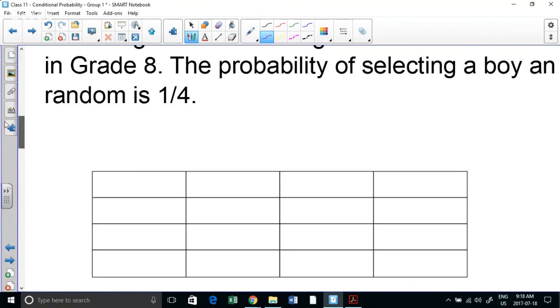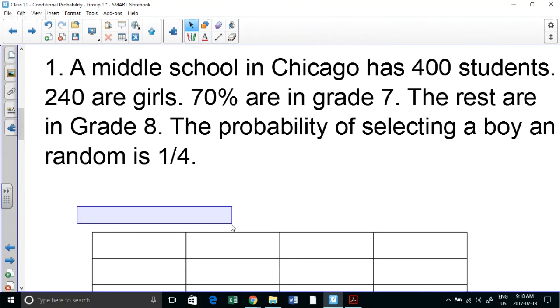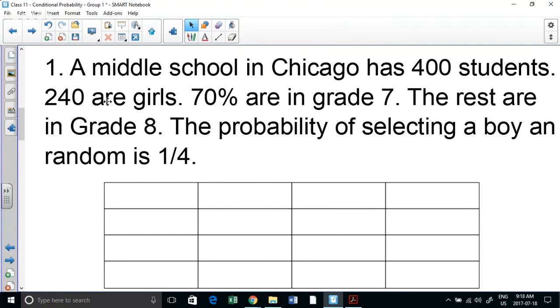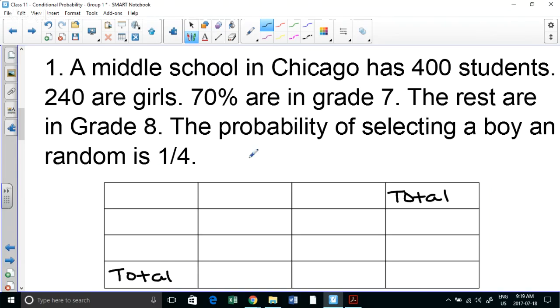So here we have a middle school in Chicago that has 400 students. We have girls. What we are going to be doing is our last column is always total. I see that they're talking about girls and boys. They're also talking about grade 7, grade 8.